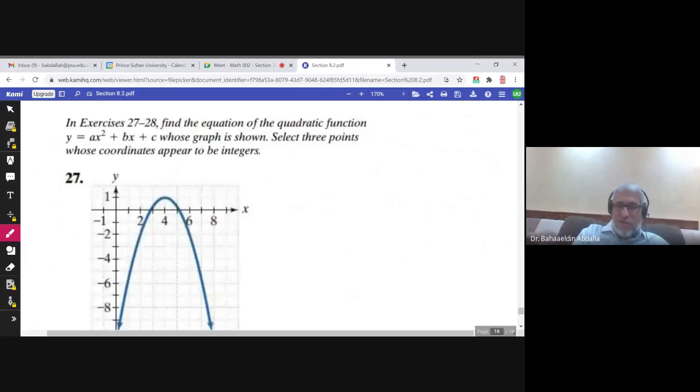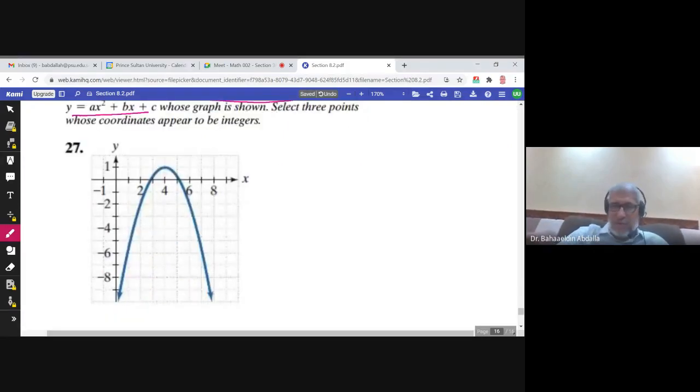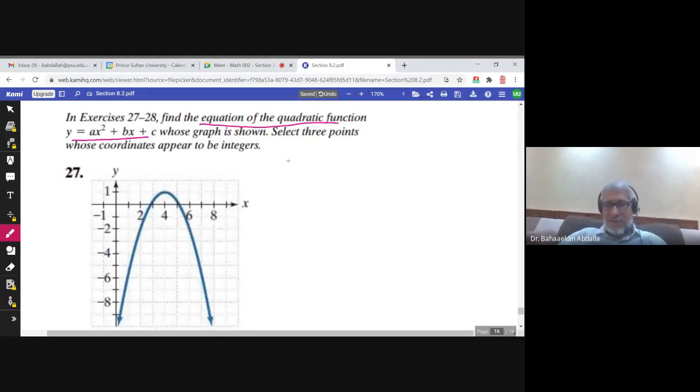The last question would be similar. We need to find the equation of the quadratic function, but it will not give me 3 points like this. It will give me a graph. So here is the graph. We select 3 points that appear in the graph. I can see, for example, that this is the point (5, 0), and this point is (3, 0). And I can see this point also, (4, 1). So I select 3 points on the graph.